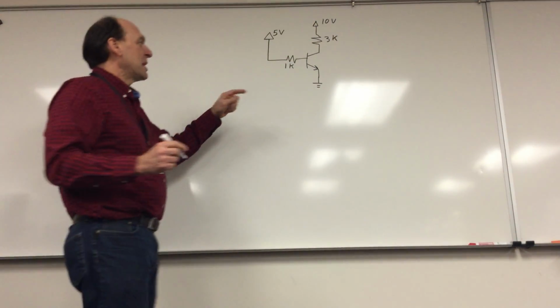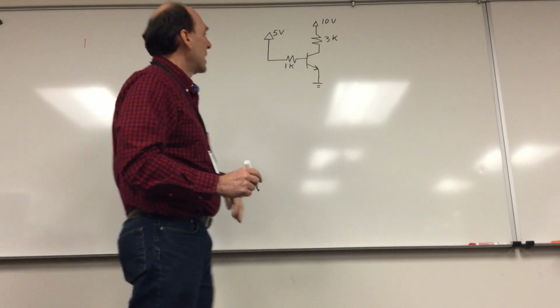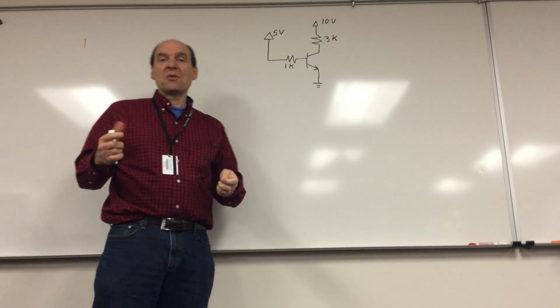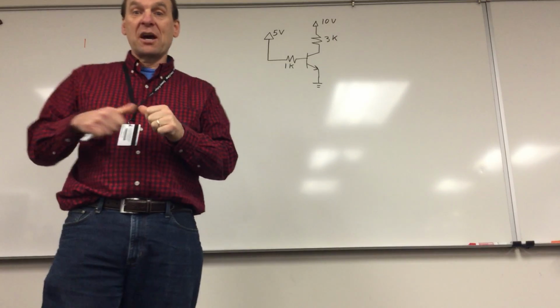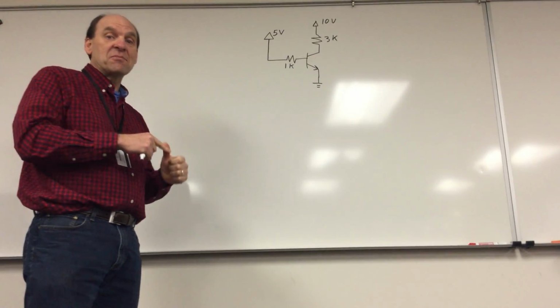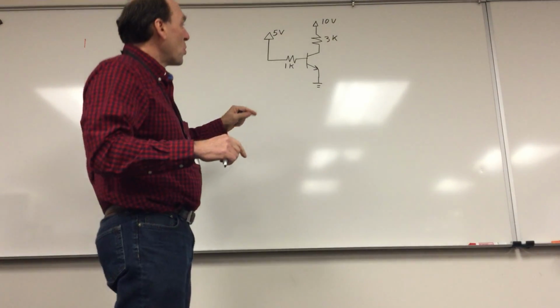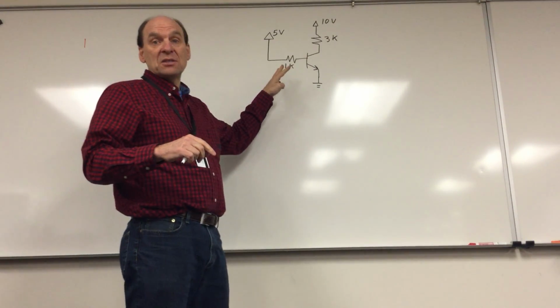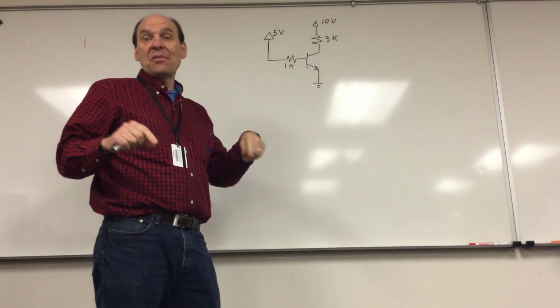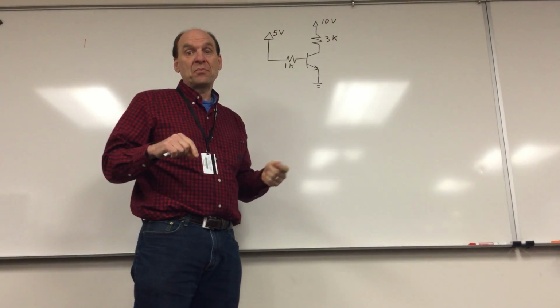So we're going to be looking at a BJT problem. With BJTs, we know that there are three modes of operation: cutoff, the active mode, and saturation. What we normally do is assume the active mode and then check our assumption.